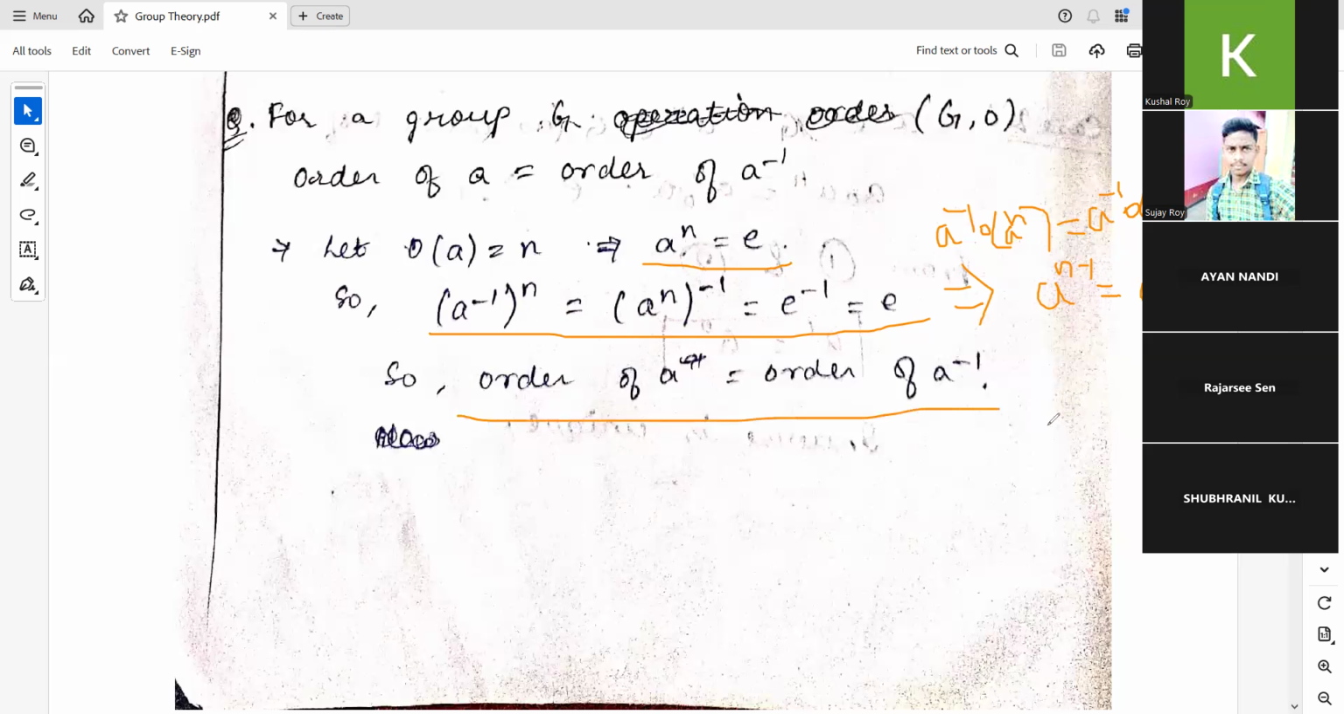Also, you can show that if the order of any element is infinite, that means you can't get any positive integer n for which A to the power n is identity. In that case, you can't get any positive integer for which A inverse to the power n is identity.